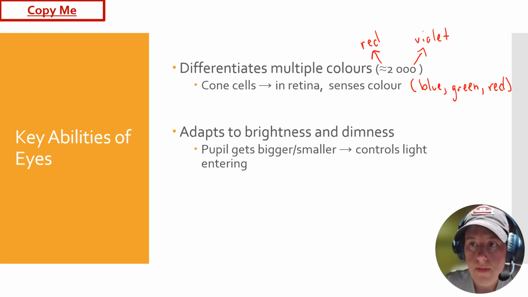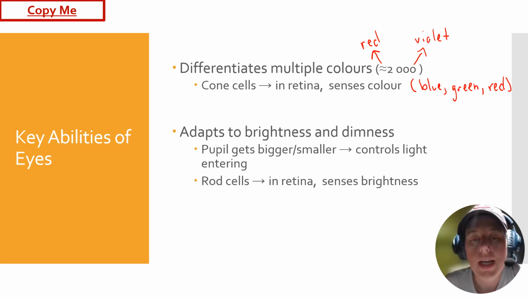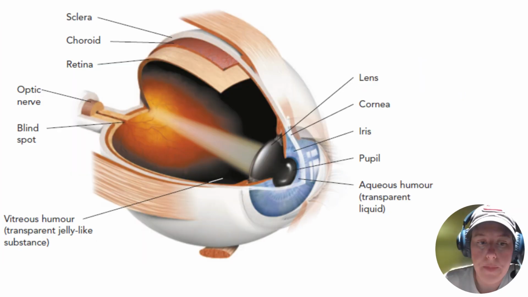So that's the first way. The second way is you have specialized cells in your retina that detect brightness and dimness, and these are called your rod cells. They don't sense color; those are your cone cells, but your rod cells sense brightness. Okay, so now we're going to look at the parts of the eye.